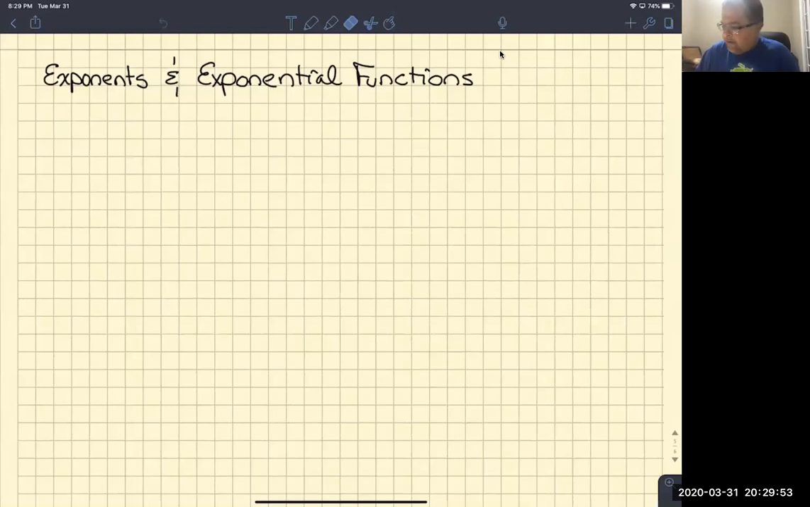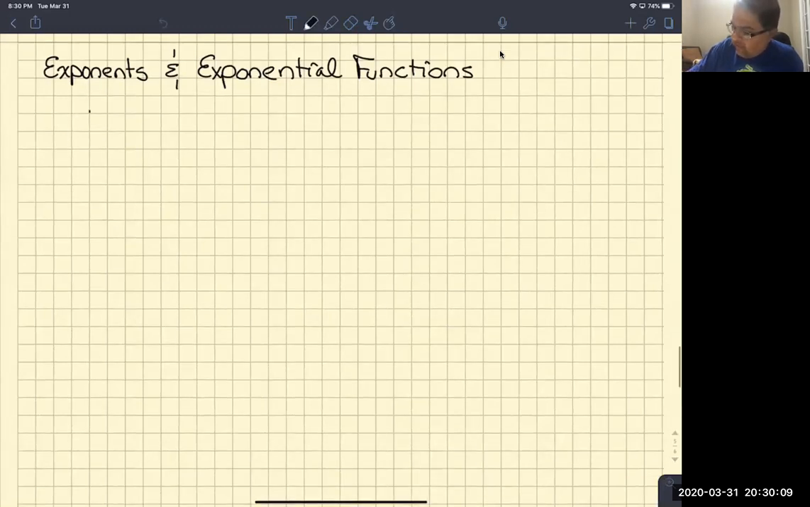So let's get started. Now, to give you a quick reminder, an exponent is a number that tells you how many times to multiply a number by itself. So if I have an exponential expression like, say, 4 to the third, okay? In this exponential expression, the larger number is known as the base, and the smaller number is known as your exponent.